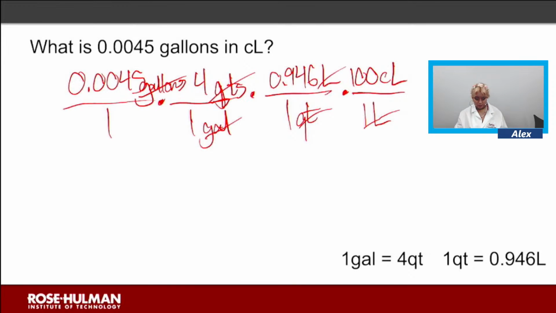So we do 0.0045 times 4 times 0.946 times 100, which gives us 1.7028 centiliters.